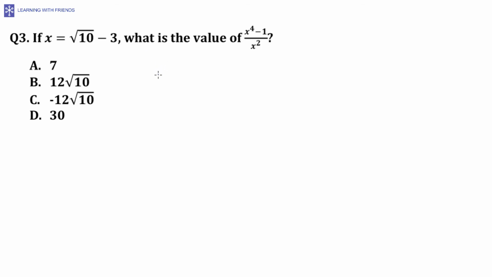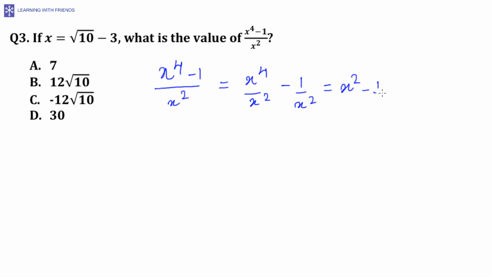Okay, so the next question 3 is, if x is equal to root 10 minus 3, what is the value of x to the power 4 minus 1 divided by x squared? So let's just separate these terms in the numerator. So this would become x to the power 4 divided by x squared minus 1 divided by x squared. And this would be x squared minus 1 divided by x squared.